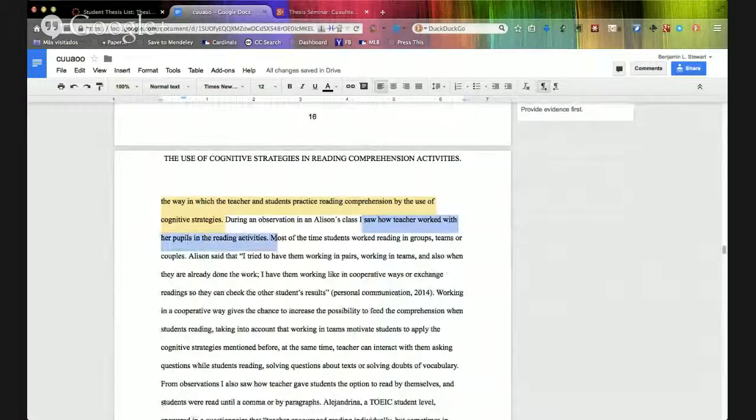Look at this. During the observation analysis class, I saw how the teacher worked with her pupils in the reading activities. There are no results there. Say how. How? And always ask yourself, por ejemplo, ¿cómo? ¿Qué hizo el maestro? ¿Qué hicieron los alumnos?